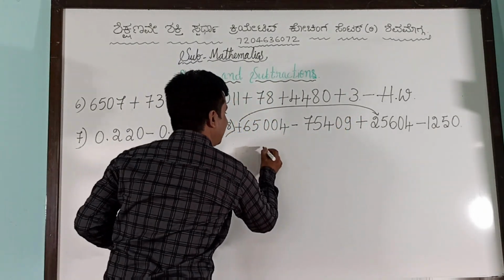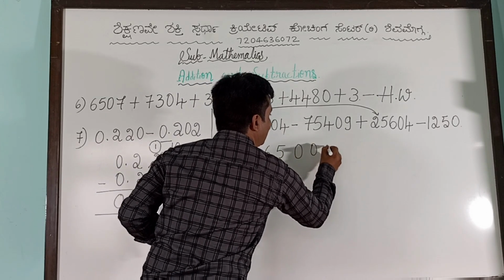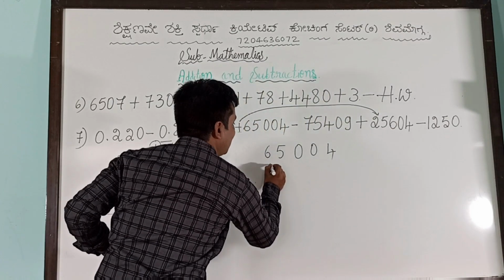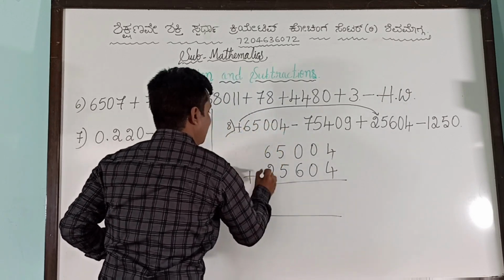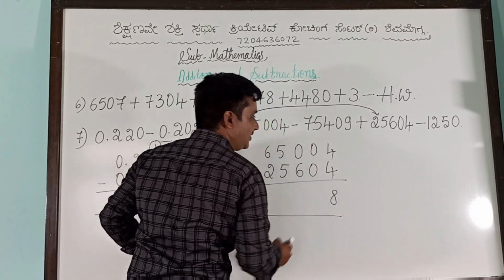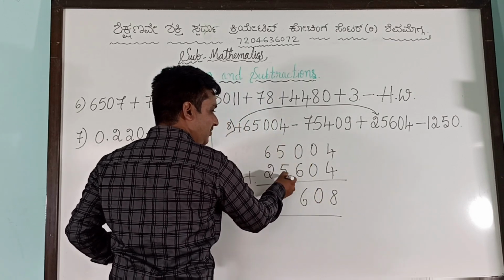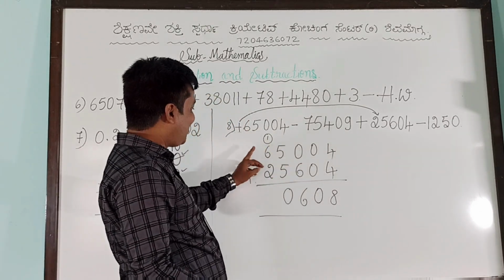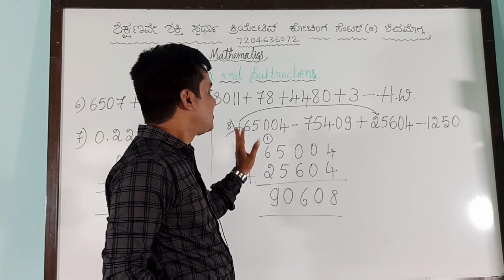Okay, so let's add. Here they have given the number 65,004. This plus number is added with this plus number, 25,604. Okay, so now let's add these two numbers. See here what answer we got. 4 plus 4 is equal to 8. 0 plus 0 is 0. 0 plus 6 is 6. 5 plus 5 is 10. 10, write 0 and carry 1. 6 plus 1 is 7. 7 plus 2 is 9. So 90,608 we got.